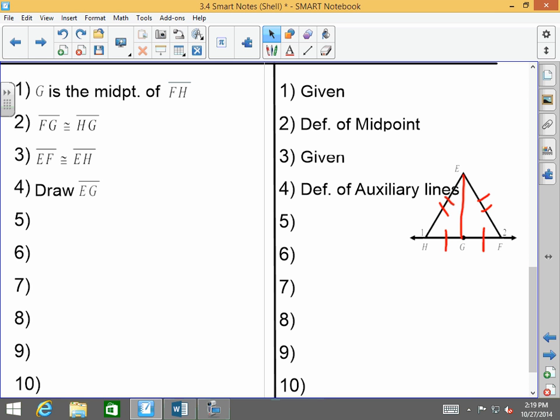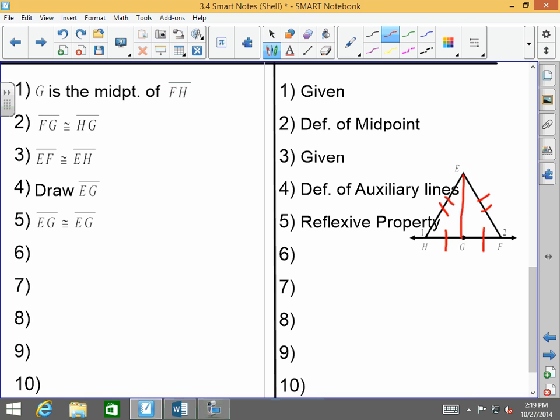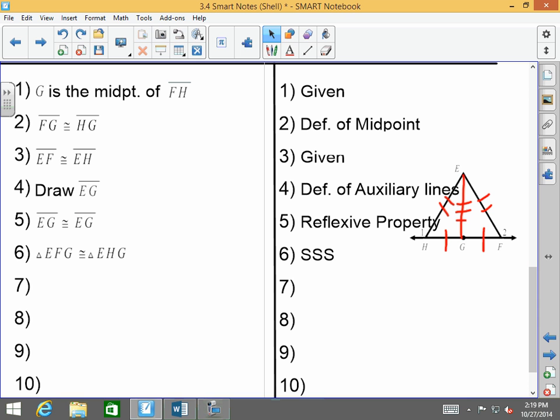All right, so we have definition of auxiliary lines, EG. So now I know that EG is congruent to EG because of the reflexive property. Okay? Once we know that, we can easily prove that triangle EFG is congruent to triangle EHG because it's side, side, side. Now remember what we're trying to prove, guys. We're trying to prove that angle 1 is congruent to angle 2.